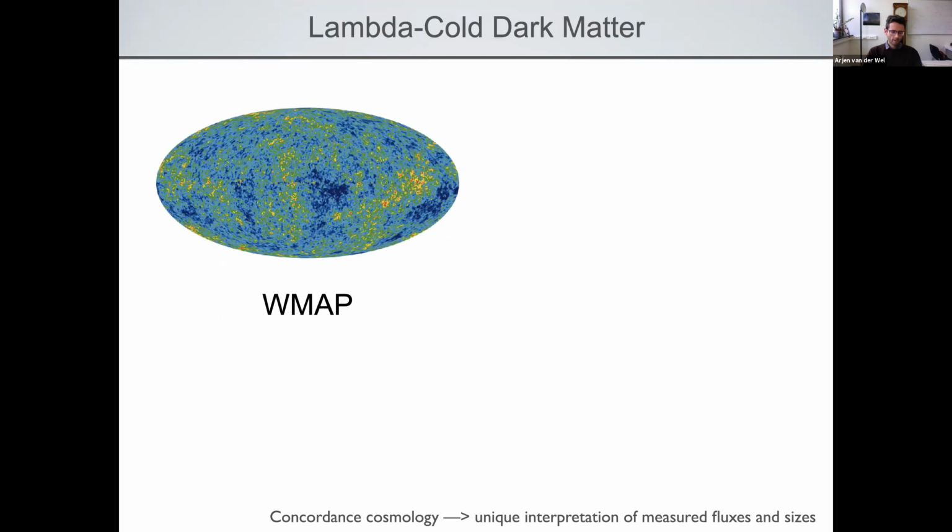Of course, it starts with the concordance cosmology, where first WMAP showed what the structure actually is in the microwave background. And to put it in very simple terms, you can take these temperature and density fluctuations you literally see in the cosmic microwave background, and predict how the large-scale structure of the universe will evolve.